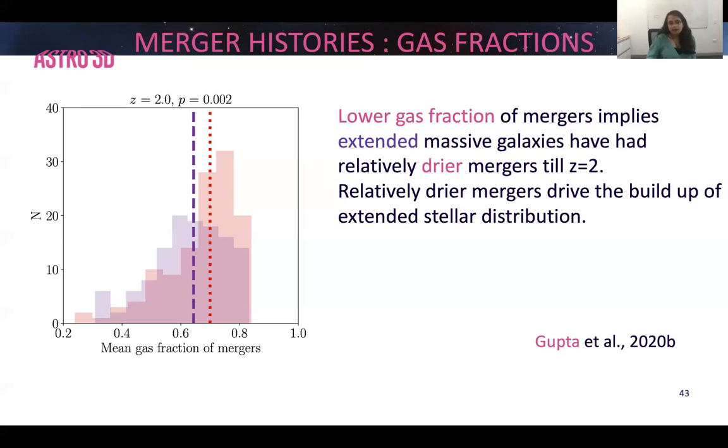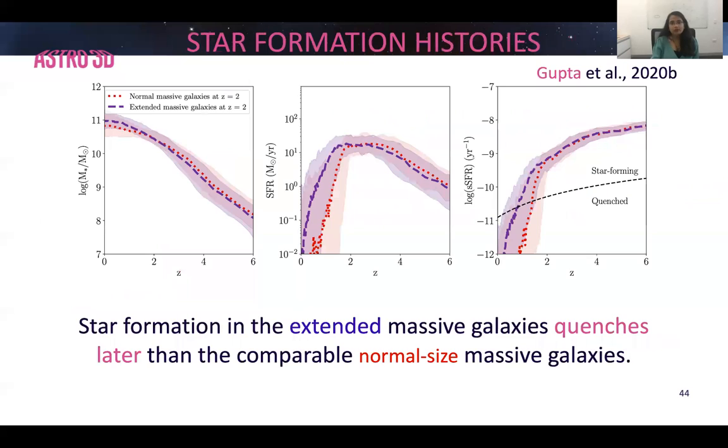Right. But one of the most interesting things about these two populations is what happens to them afterwards. What happens to them after redshift of 2? In particular, their star formation histories. So these three plots here show how the evolution in the stellar sizes of the two populations and their star formation rates. You can see on the left that the stellar mass buildup of the two populations are roughly the same between redshift 6 to 0, but their star formation histories are extremely different.